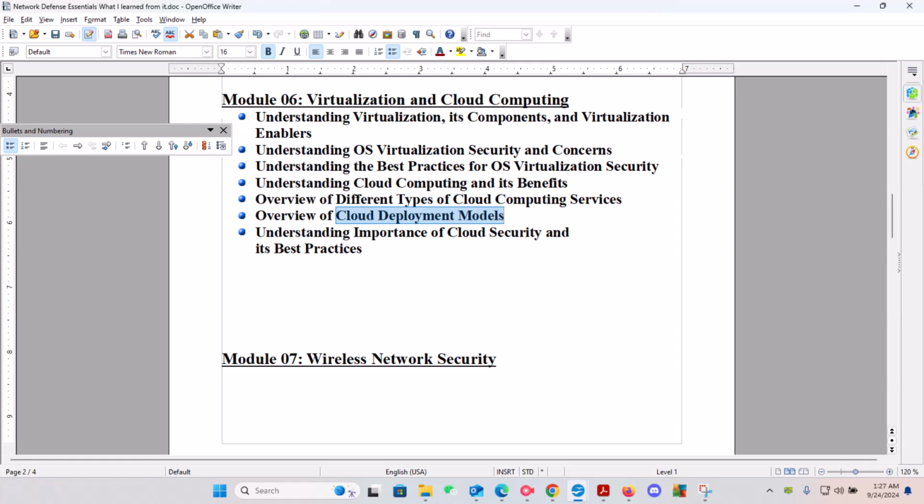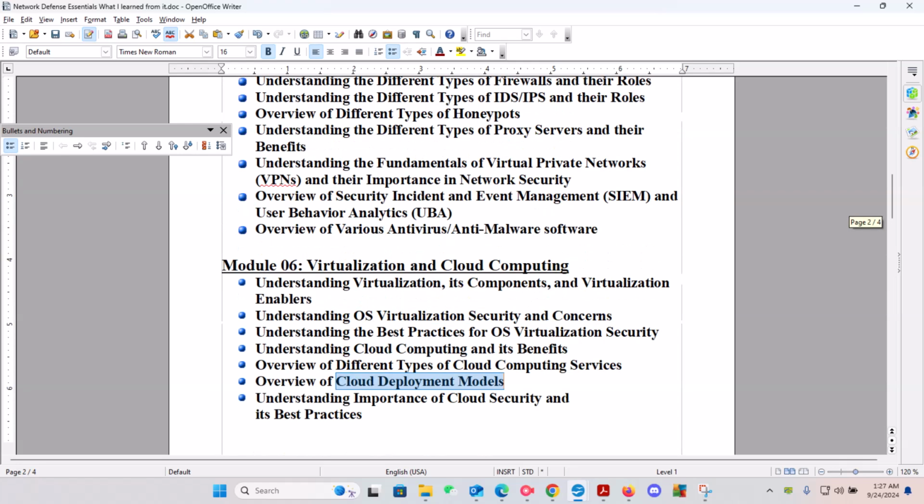For the last one, I gained an understanding of the importance of cloud security and its best practices. Some of it is pretty straightforward, not only the need but also the importance in terms of other considerations, and also the best practices when dealing with cloud security. Those are the things you can look forward to learning in Module 6, Virtualization and Cloud Computing. So I'm going to end it here.